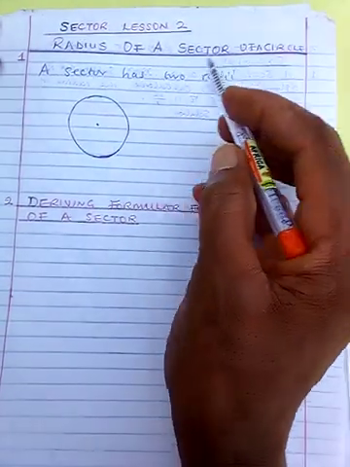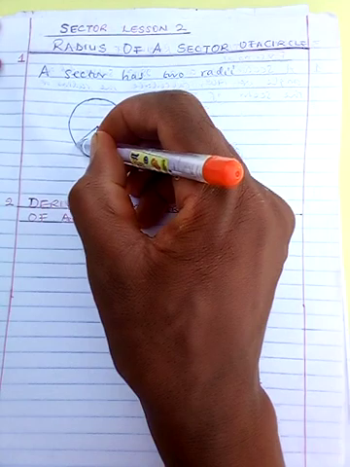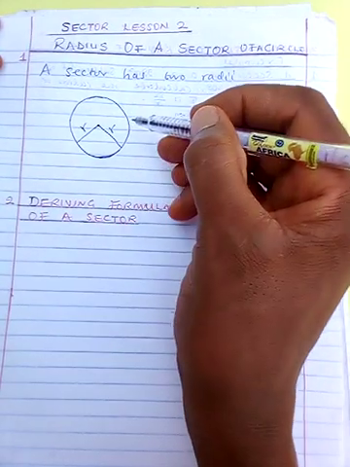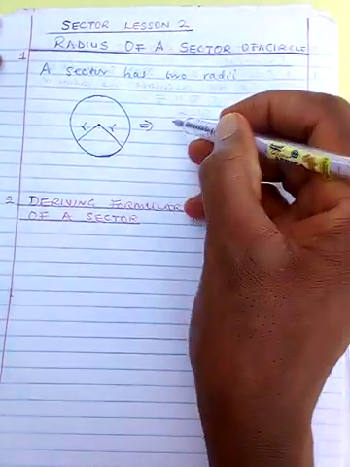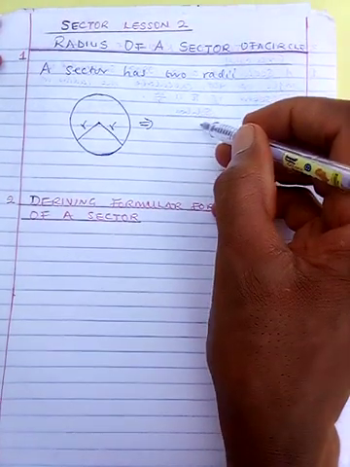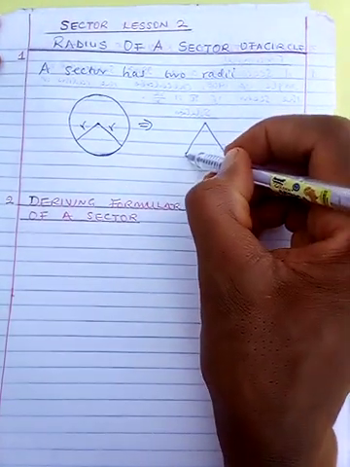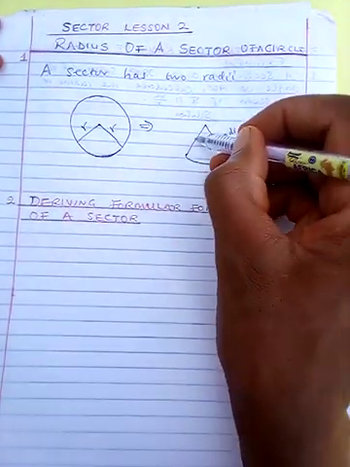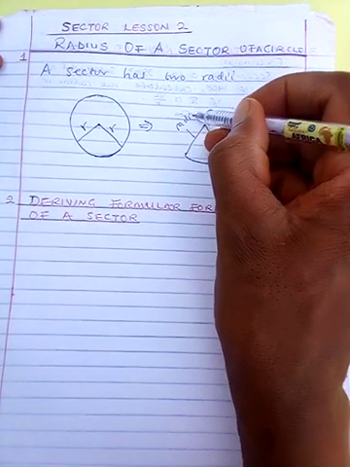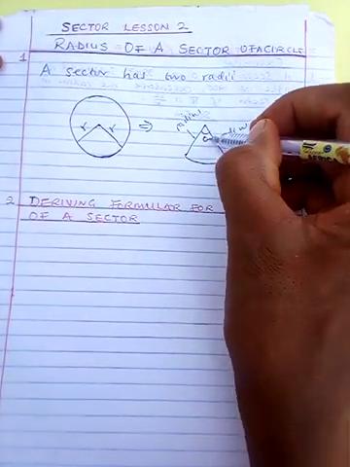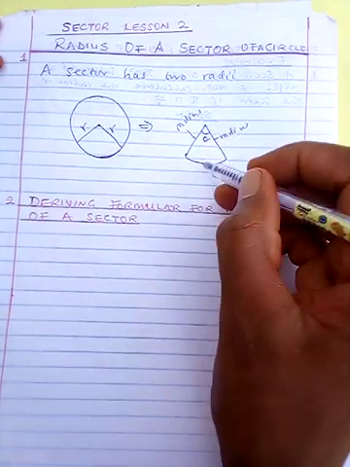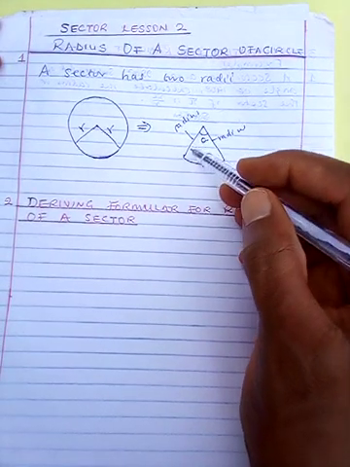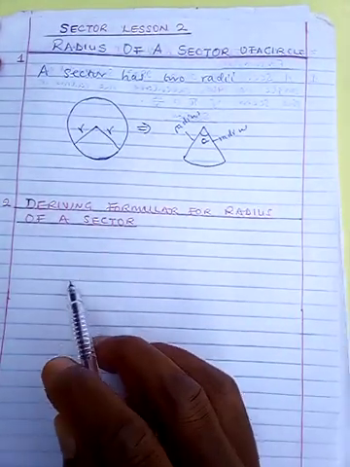And as you know, a sector has two radii. This is one radius, and this is the second radius. So this gives us the radii of a sector. If we extract this sector out, we are going to have something like this. As you can see here, this is one radius, and this is the second radius. This is the angle that the sector subtends, and this forms the arc of the sector. So this is how we get a sector of a circle. It's just these two sides of the sector.